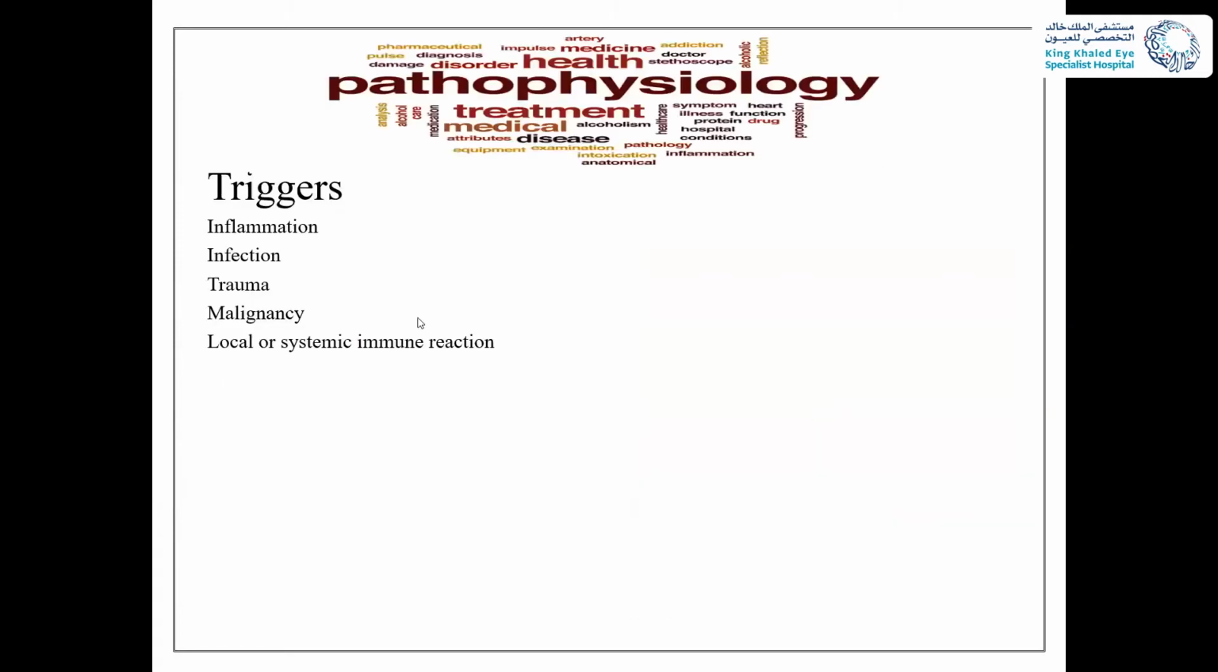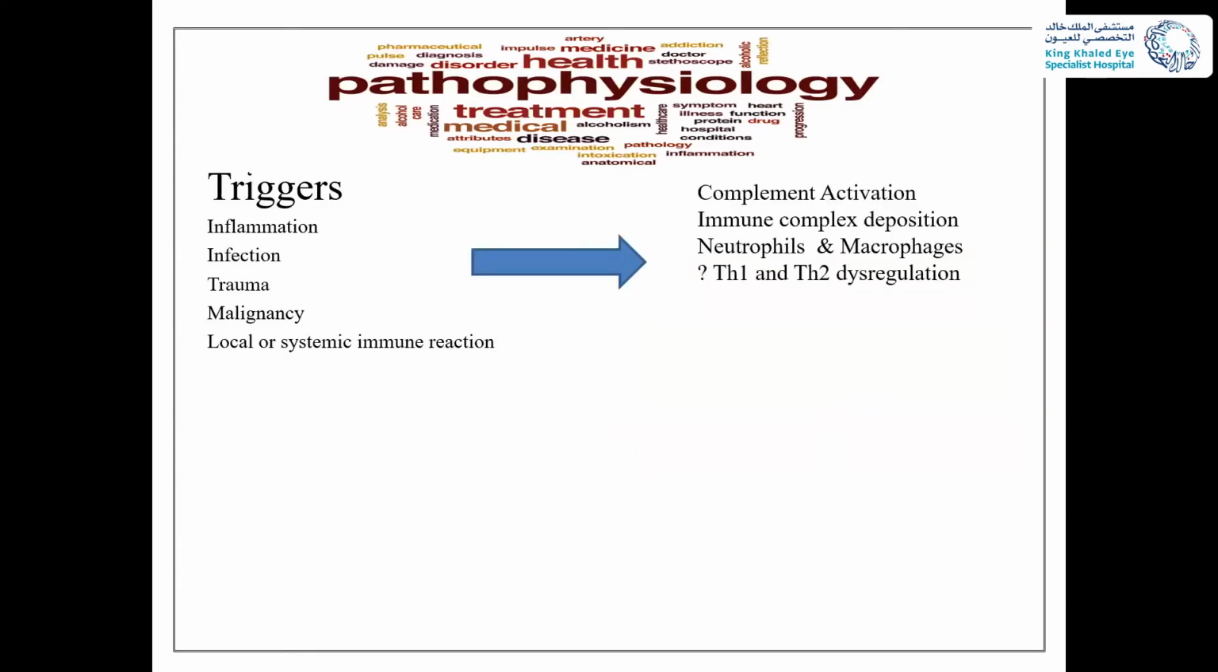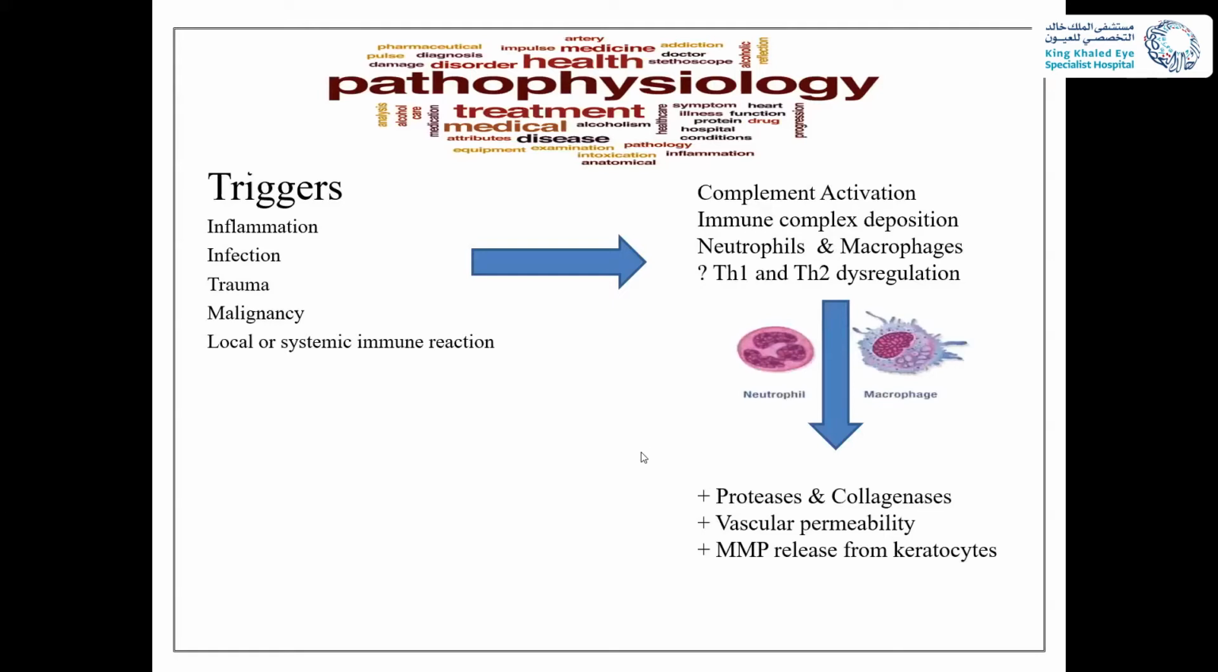So, understanding the pathophysiology, prior to the PUK there has to be some sort of inflammation, infection, trauma, malignancy, or local or systemic immune reaction that triggers the immune system to attack the periphery of the cornea. This is followed by complement activation as part of the immune reaction and immune complex deposition. Neutrophils and macrophages will be recruited, with T helper 1 and T helper 2 dysregulation, and this will lead to the release of proteases and collagenases. These are degradation enzymes. They are going to melt the peripheral stroma and its overlying epithelium.